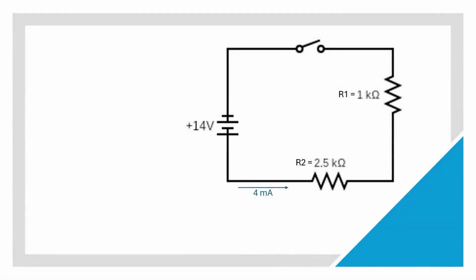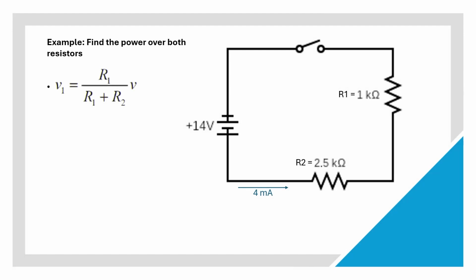Putting this into practice, we want to find the power over both resistors. The immediate thing we would do naturally is to use the voltage divider rule, Vrx equals Vs times Rx over the sum of the resistances, which gives us V1 equals 4 volts and V2 equals 10 volts. We can then sub this into the power formula, P equals V squared over R, to find that P1 equals 4 squared over 1 kilo, which equals 16 milliwatts, and P2 equals 10 squared over 2.5 kilo, which equals 40 milliwatts.